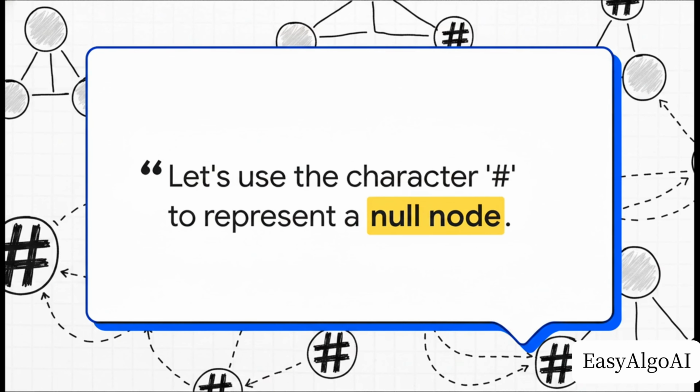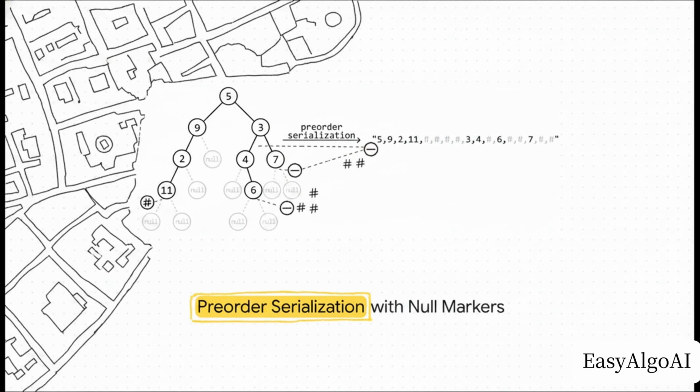By deciding to use a specific character to represent a null node, we're explicitly recording the absence of a node. This gives us a complete, totally foolproof representation of the tree's internal structure. Now, it's fascinating how this single change completely transforms our string. Look at how this builds a definitive map.